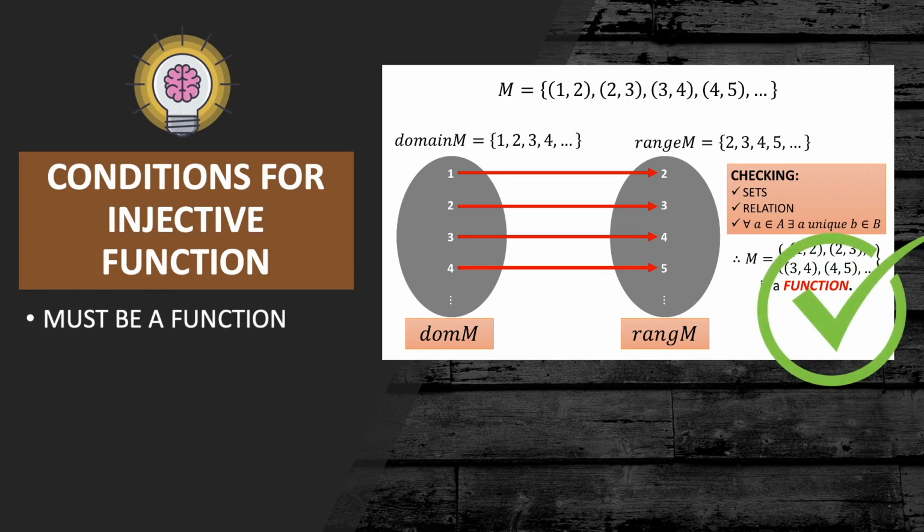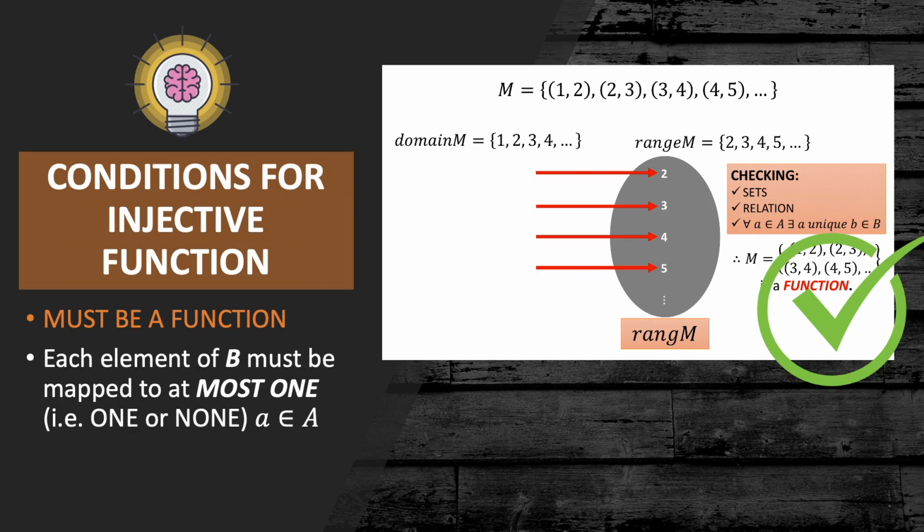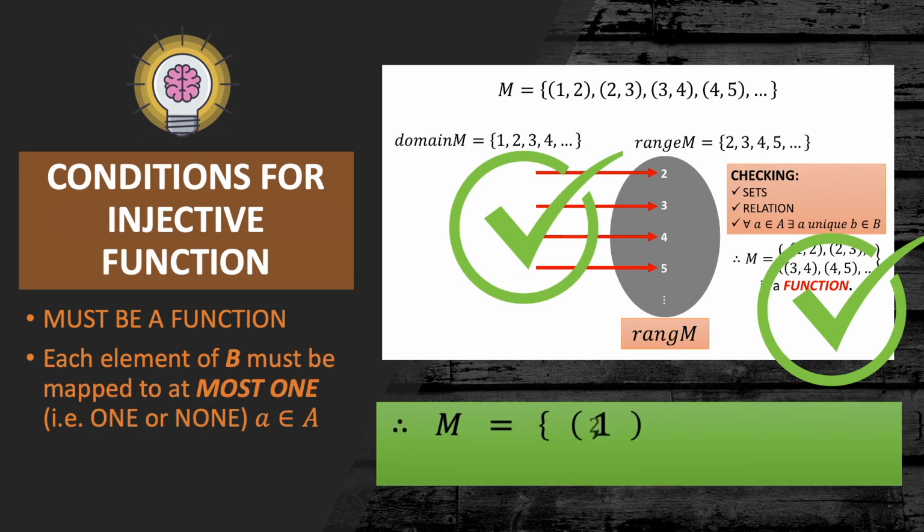Condition number 2 says that each element of B must be mapped to at most one, again, one or none, element of A. In this condition, our focus will be the codomain. Let's cover the domain to see if each element in the codomain was mapped to at most one element in the domain. Yes, each of them seemed to map to at most one element in the domain. Since the two conditions were satisfied, set M is an injective function.